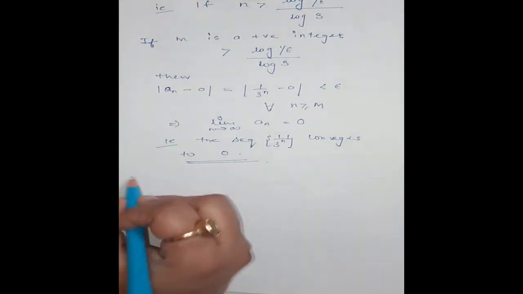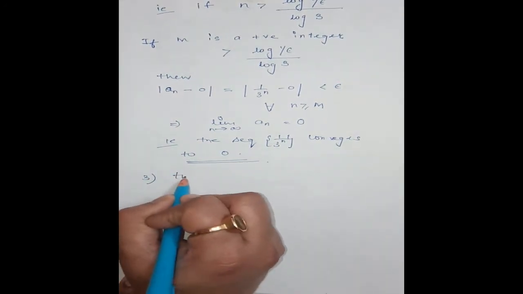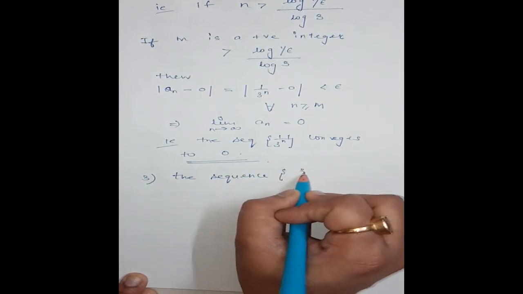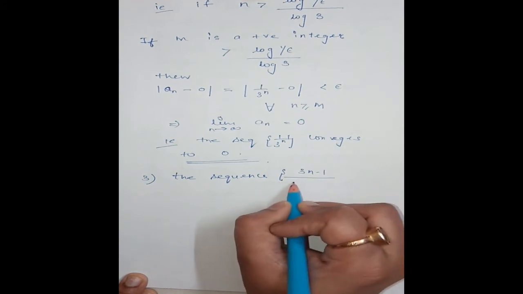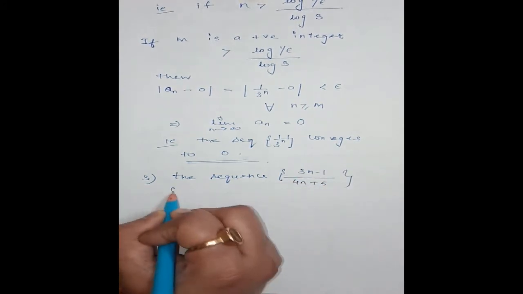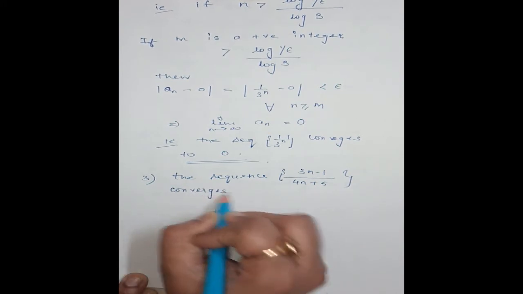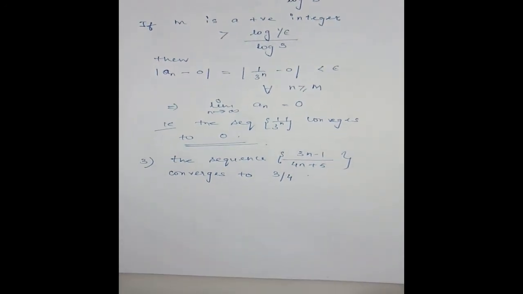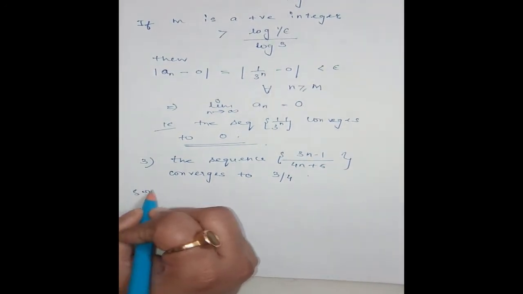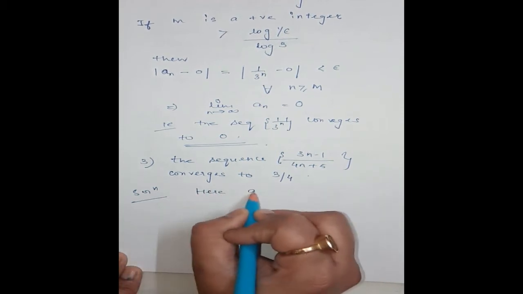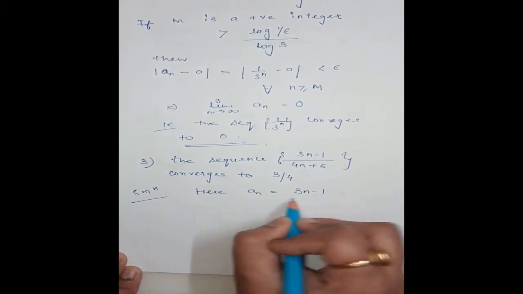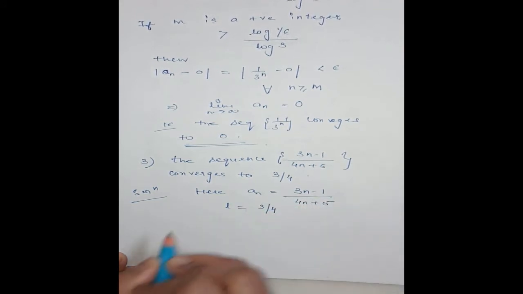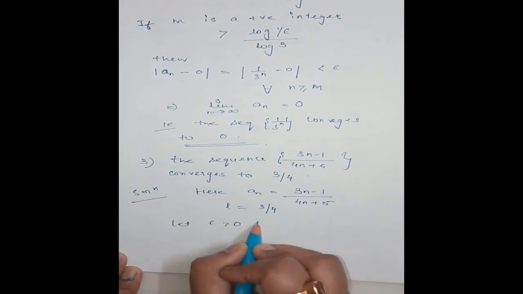Now we consider the third problem. Show that the sequence (3n - 1)/(4n + 5) converges to 3/4. Again, we have to show this using the definition. Here the nth term a_n is (3n - 1)/(4n + 5) and the limit L is 3/4. Let epsilon greater than 0 be given.